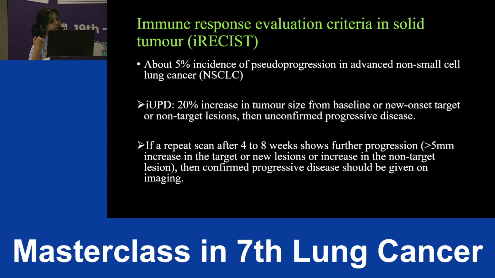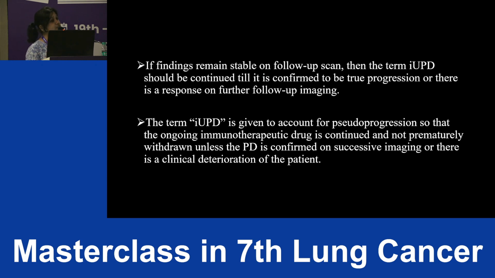But if on a further follow-up scan of 4 to 8 weeks, there's a further progression, an increase by more than 5 millimeter in the target, or there are new lesions or an increase in the non-target, then you can be sure that yes, this is a confirmed progressive disease. If the findings remain stable on a follow-up scan, then you have to continue using the term unconfirmed immune progressive disease until either it shows a true progression or there is response.